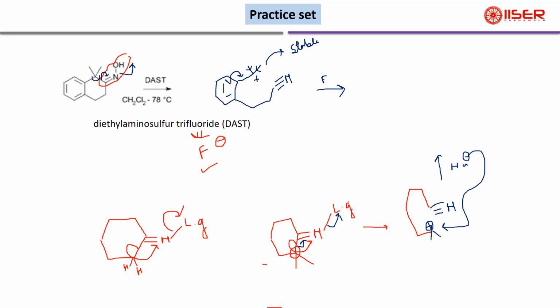After that, this F minus will attack this carbocationic center.